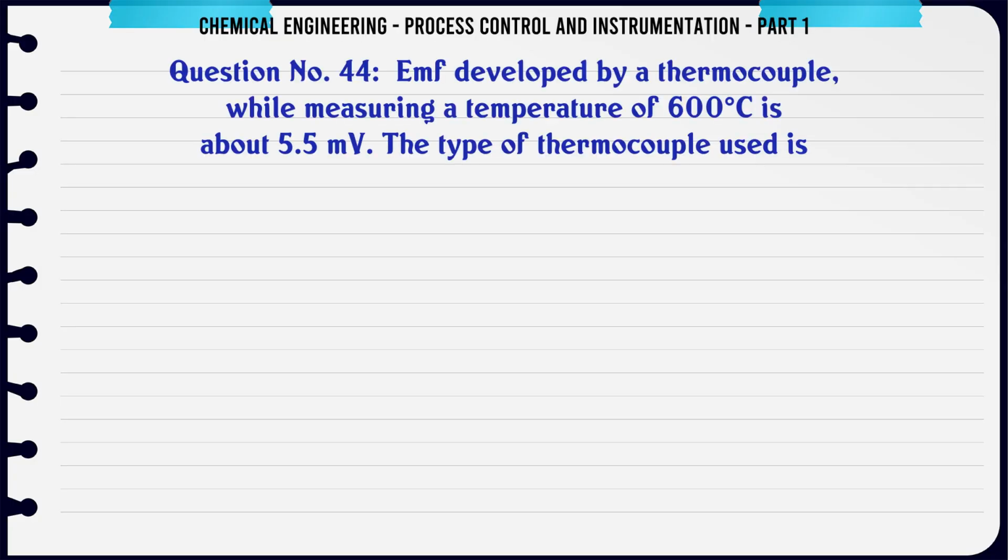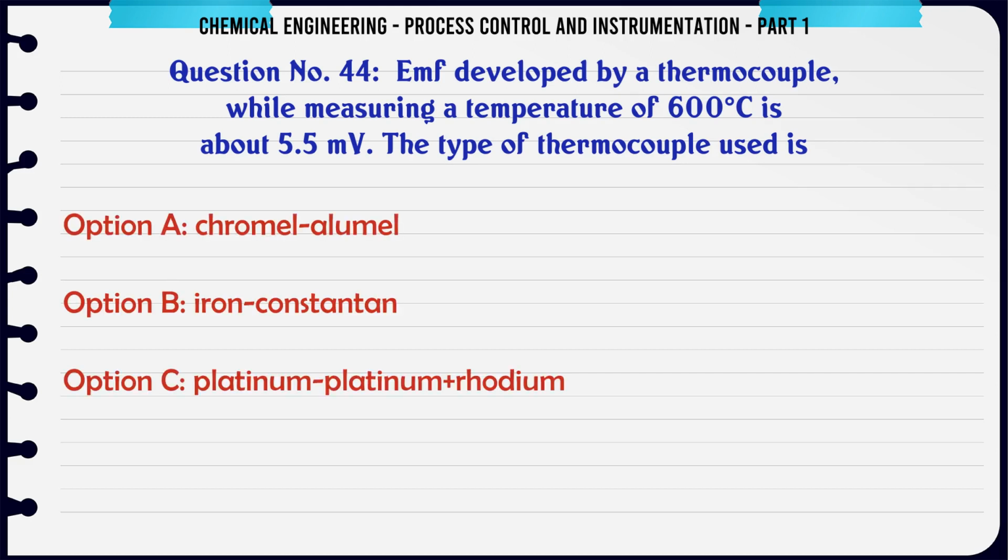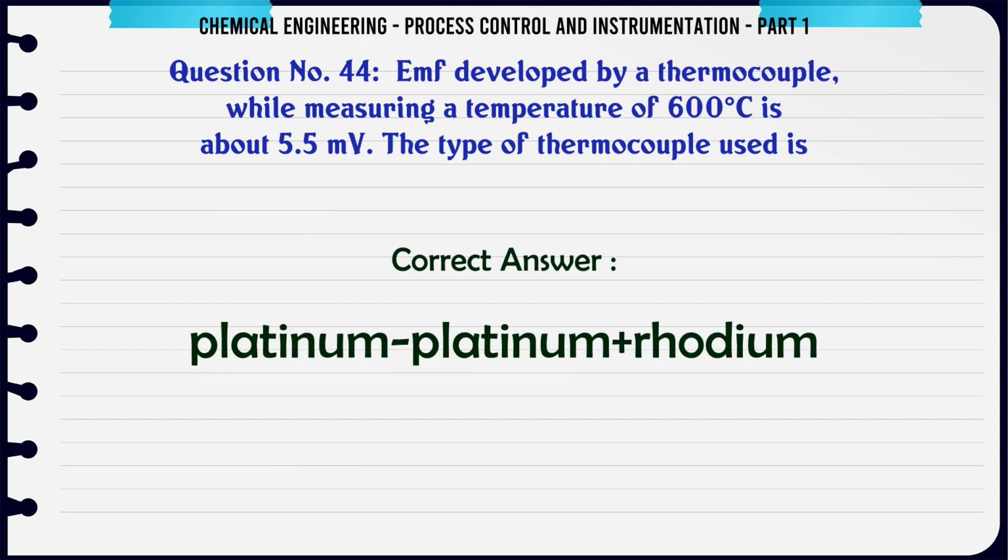EMF developed by a thermocouple, while measuring a temperature of 600 degrees Celsius, is about 5.5 mV. The type of thermocouple used is A. chromel-alumel, B. iron constantan, C. platinum plus rhodium, D. either A, B or C. The correct answer is platinum plus rhodium.